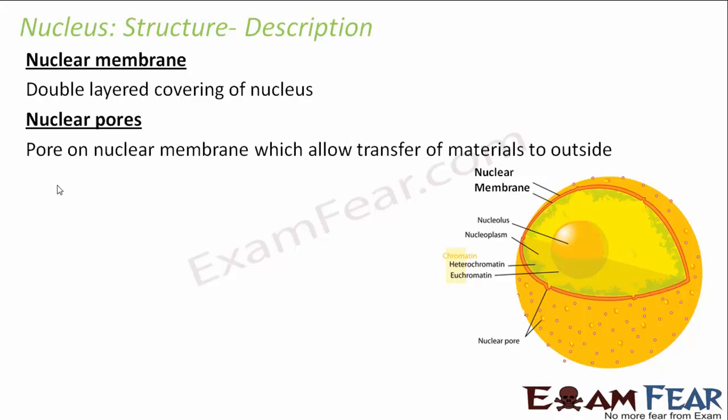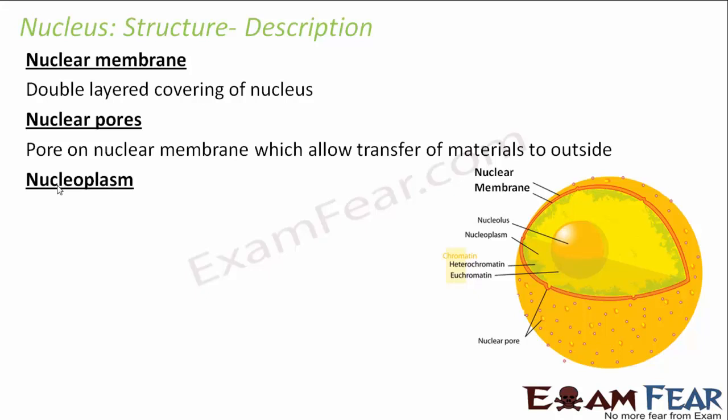Pores on the nuclear membrane allow transfer of materials, because when you have holes in a membrane, let us suppose you have a ball and you make some holes on its outer covering, then what will happen? Air can go inside and come back through the holes, right? Similar is the function of nuclear pores. These pores allow transfer of materials from inside to outside, as well as from outside to inside. Okay, I'm sorry, not the cell, the nucleus.